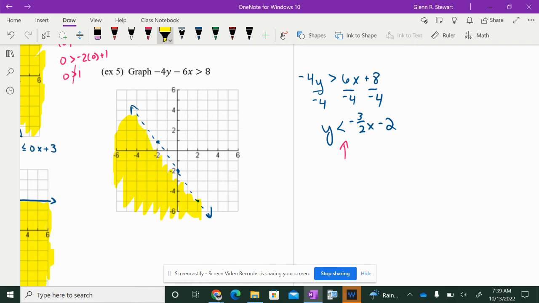Now, if you're like, wait, Mr. Stewart, I don't know if that's right, you can always use a test point. I like to use 0, 0. You just want to make sure that you use a test point that's not on a line.